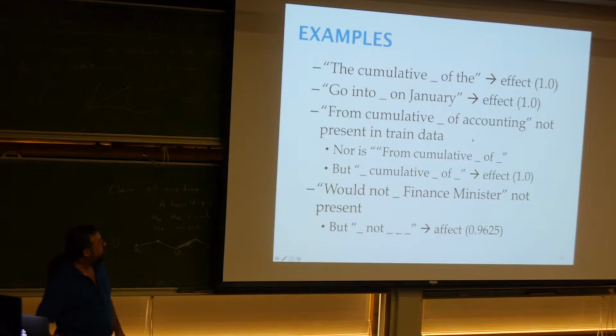So we'll sort of ignore this thing and see, well, do I have "cumulative blank of" anything, right? Nope, not there. Okay, but "cumulative blank of" is there, and it's always effect. All right, and then "would not blank finance minister" is never there, and you have to back all the way up to "blank not", which says it should be affect. So you would guess it would not affect the finance minister. Okay, so this is how the classifier works.